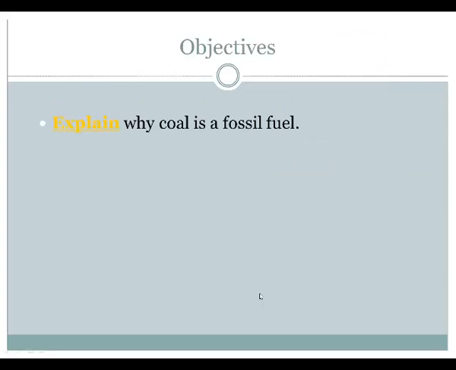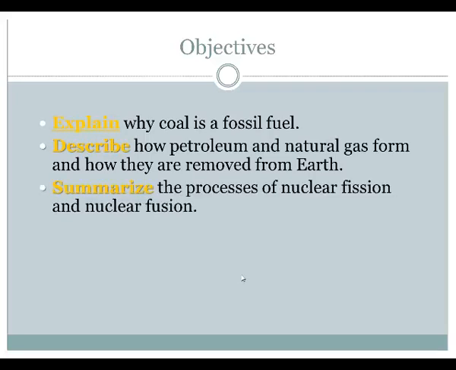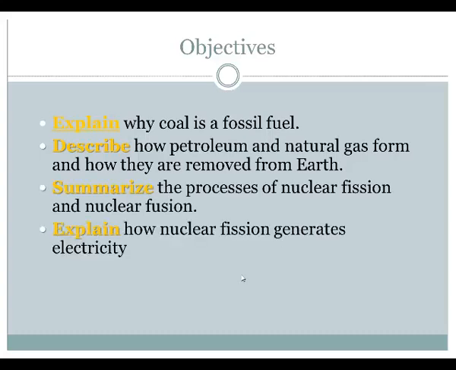As we continue on in this lesson, we're going to talk about why coal is a fossil fuel, how petroleum and natural gas form, and how they are removed from Earth. We'll summarize the process of nuclear fission and nuclear fusion. We'll talk about how nuclear fission generates electricity.